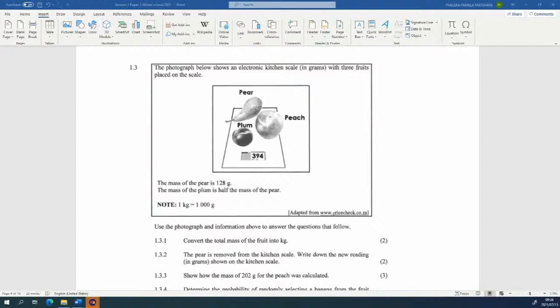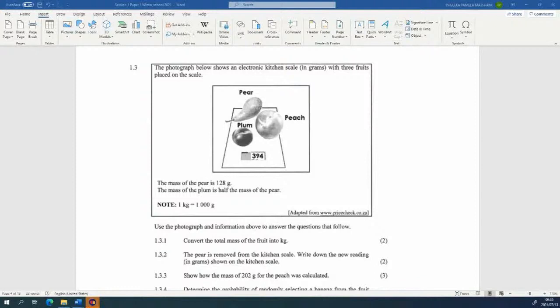Alright, learners. We are now at question 1.3. We're moving to a different scenario. What is our scenario? What is our context here? It's dealing with measurement, mass. Let's look at the context.